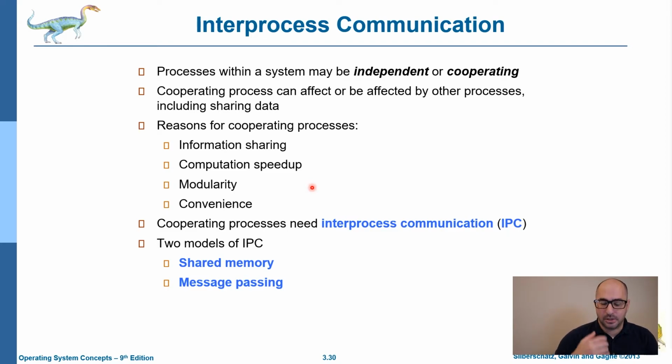You can imagine in the web browser example that there's a lot of modularity in having each tab be its own process, so it's easier to code and easier to maintain. It's also sometimes easier to write a new process rather than to try to separate information between components of your application. So to facilitate passing information, we have communication that we refer to as inter-process communication, or IPC. There are two models that we will discuss: shared memory and message passing.